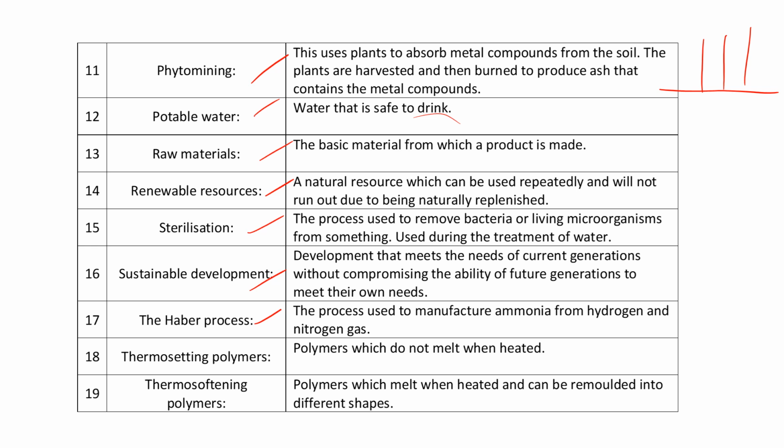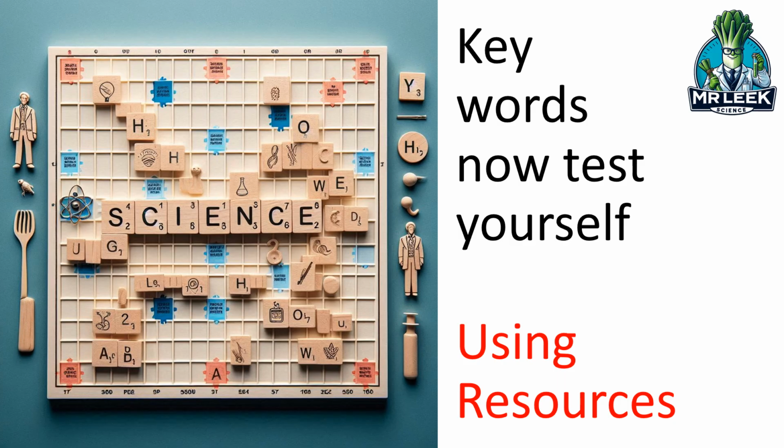Polymers which do not melt when heated, thermosetting polymers. Polymers which melt when heated and can be remolded, thermosoftening polymers. Okay, a fair few keywords in there. So now what you need to do is, next page in your exercise book, pause the video as you're going through, and make sure you can get those keywords.